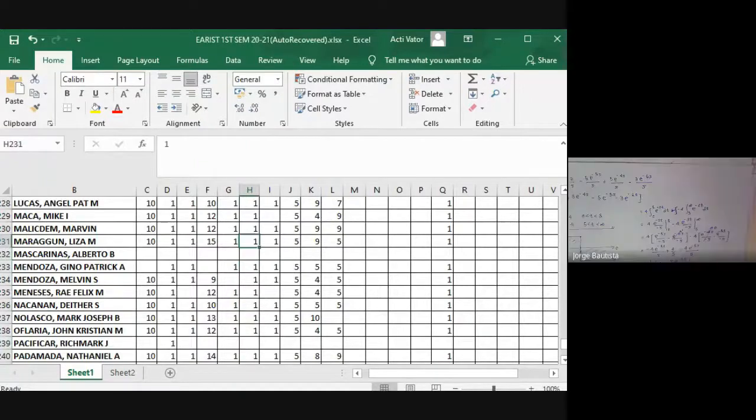Okay, so break tayo ng 50. Balik tayo 50.